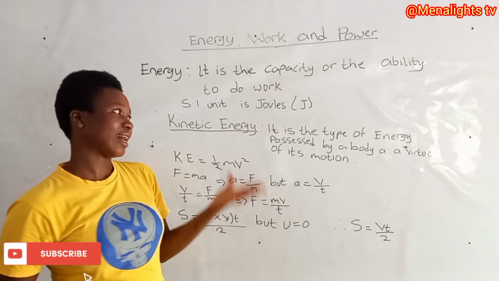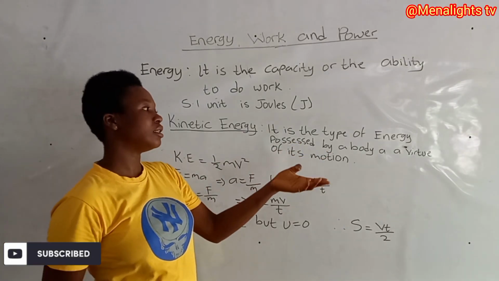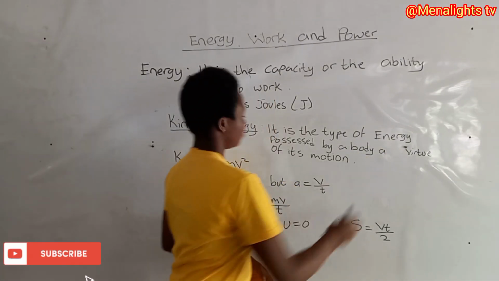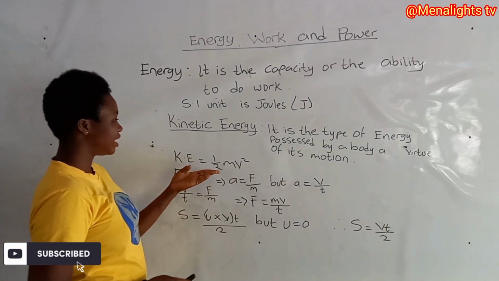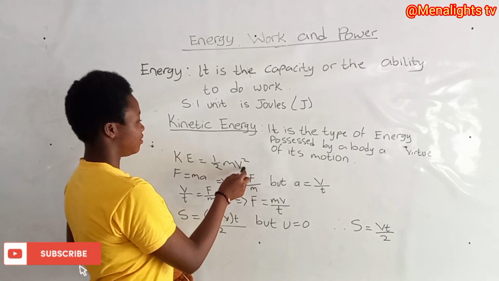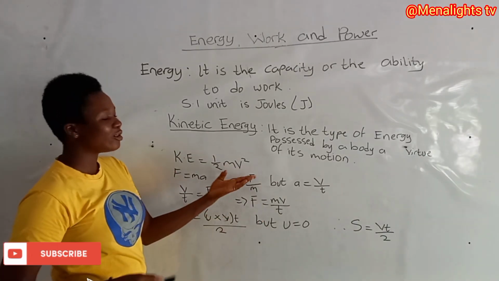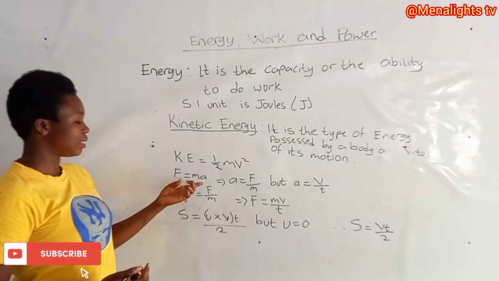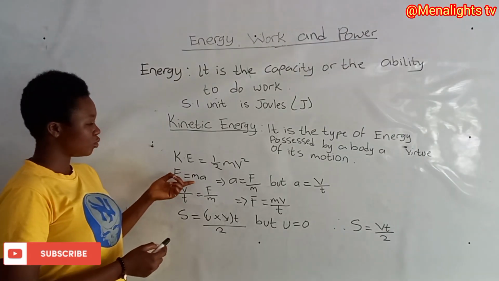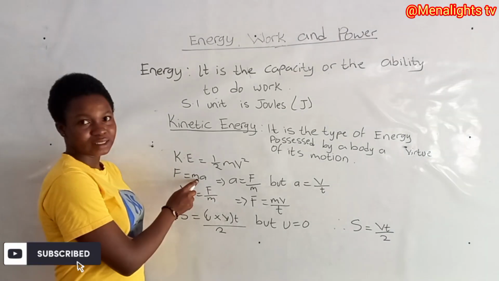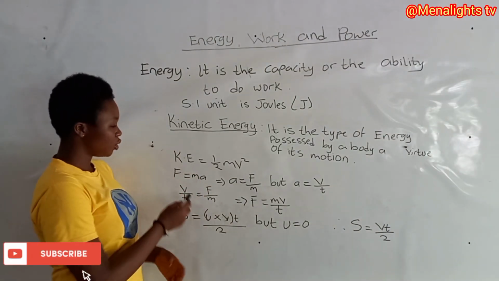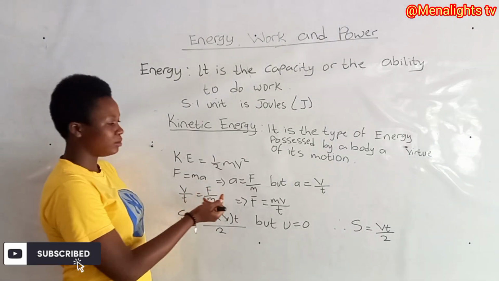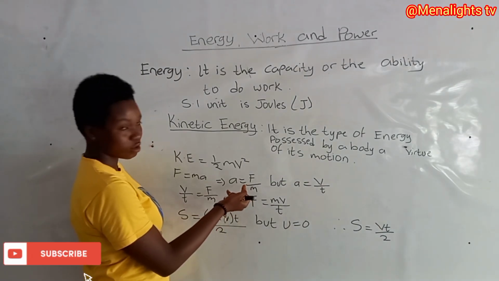As I explained earlier, kinetic energy is the type of energy possessed by a body by virtue of its motion. The formula for kinetic energy is 1/2 mass times velocity squared. Let's look at how this formula came about. We all know that force is equal to mass times acceleration, so F = ma, where F is force, m is mass, and a is acceleration. From this equation, we can make acceleration the subject, so we have a = F over m, which is force over mass.